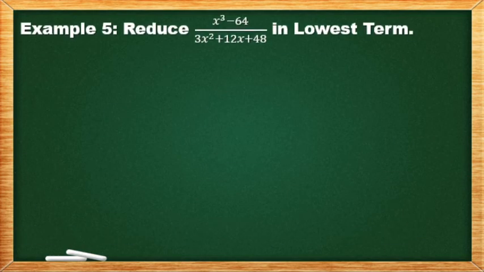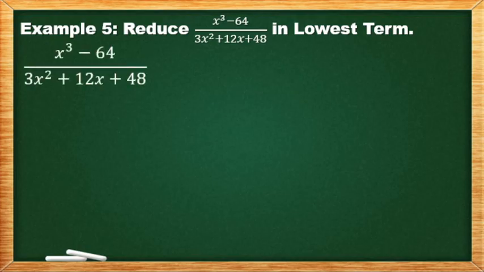Okay. Number 5. Reduce x cubed minus 64 all over 3x squared plus 12x plus 48 in lowest term. Medyo makatinla lang muna po. Sorry guys. So, lowest term natin daw, si x cubed minus 64 all over 3x squared plus 12x plus 48. Now, obviously, the numerator, since x cubed yan, difference of 2 cubes kagad.